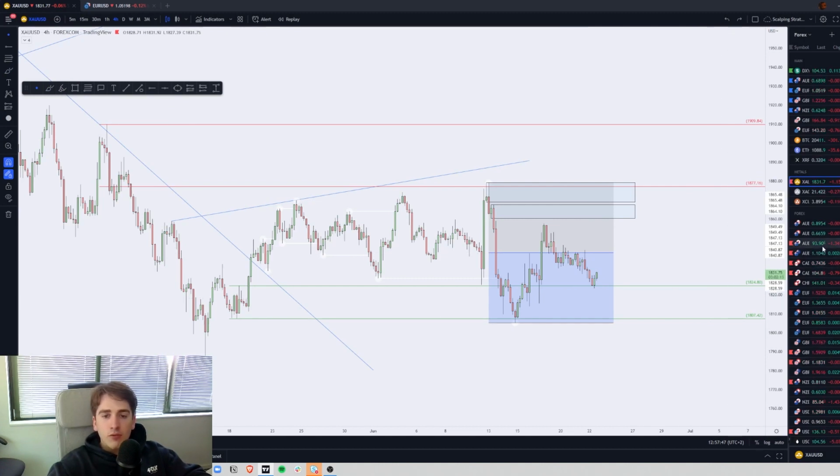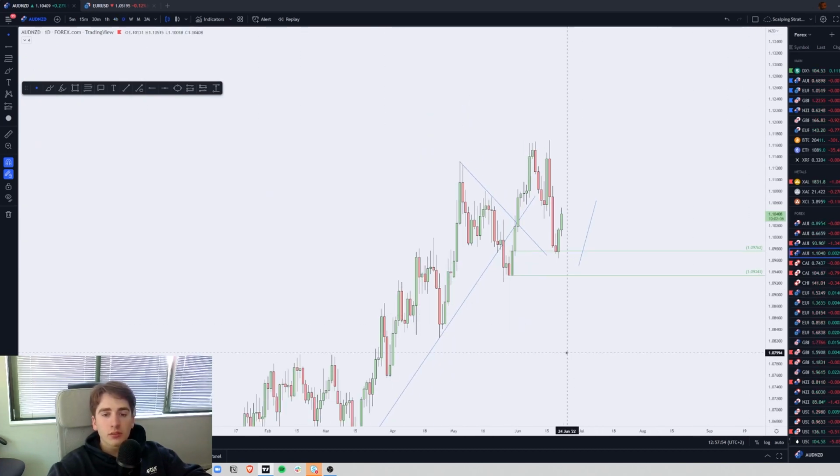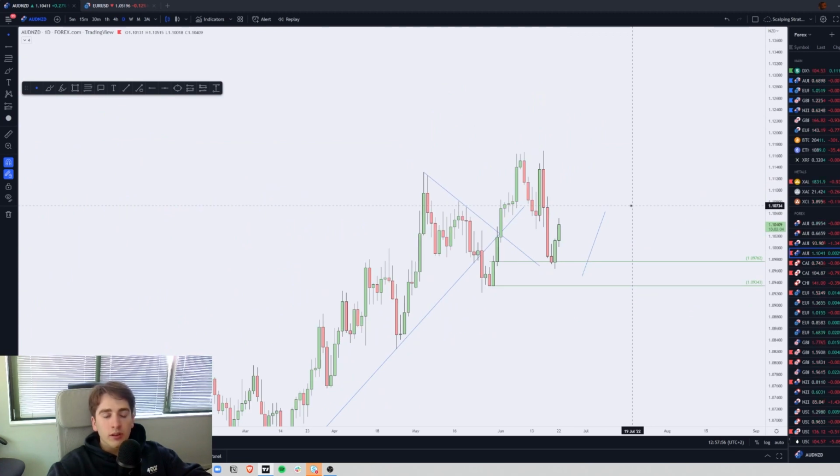So that's it for today. Looking at Aussie New Zealand, called this beauty in the community as well. We'll be looking for further trades today. So yeah, keep you guys posted.